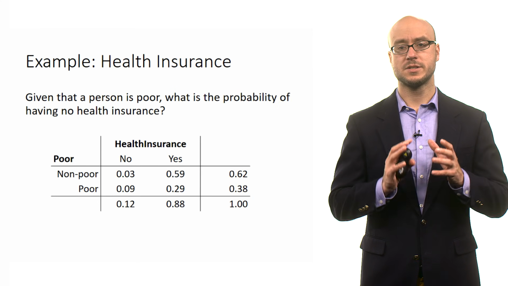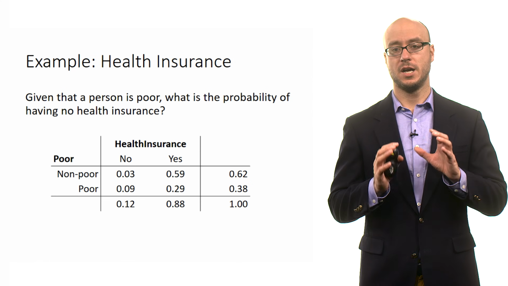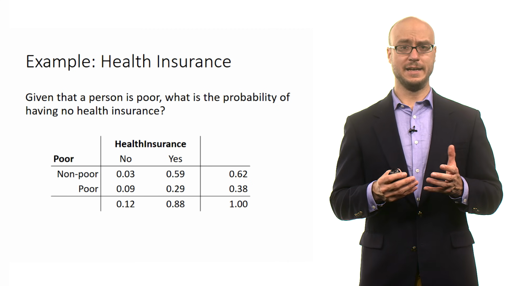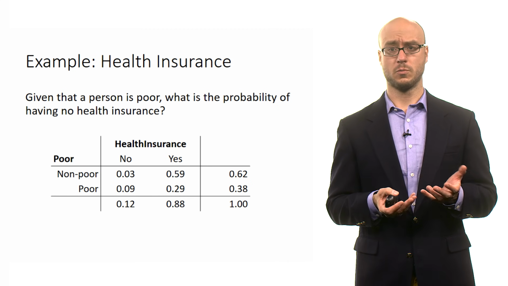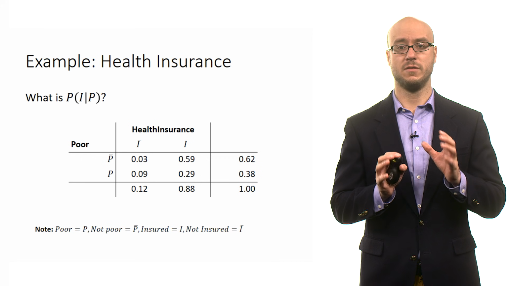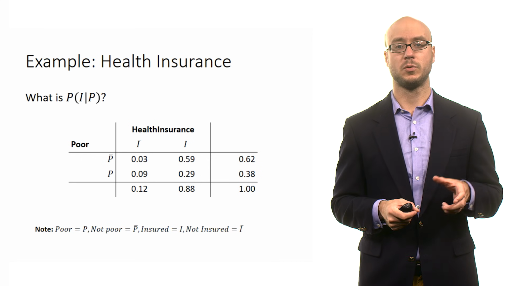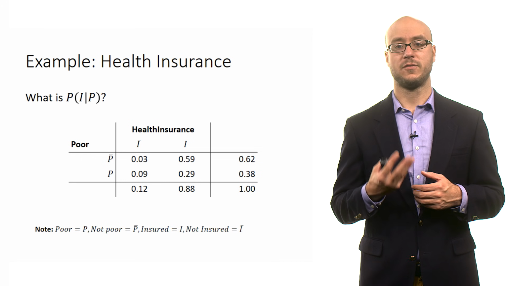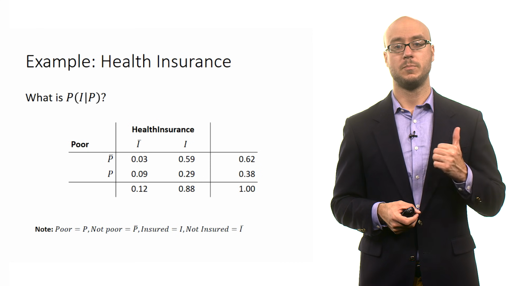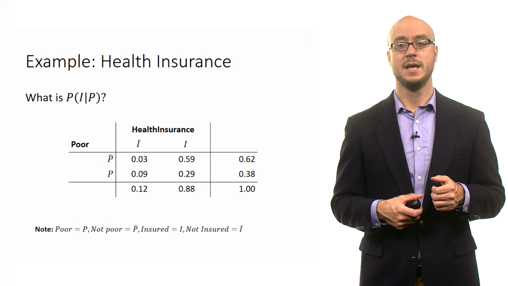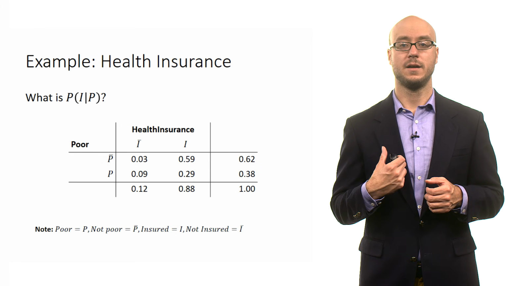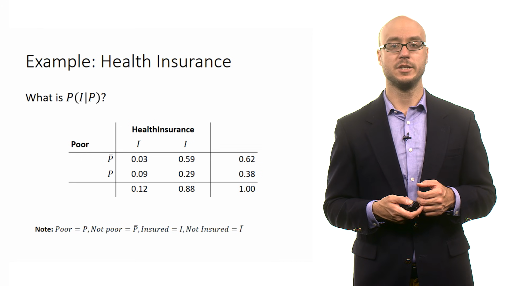All right, so here's an example with health insurance, looking at a probability table as well as a probability tree. So we might ask, if a person is poor, what is the probability of having no health insurance? So let's label each of our events. We have 2 variables, health insurance and poor, but we can think of really 4 different events, or to put it another way, we have 2 events and their complements. We have poor and not poor, so we have P and the complement of P. Then we have I for being insured and the complement for being not insured.